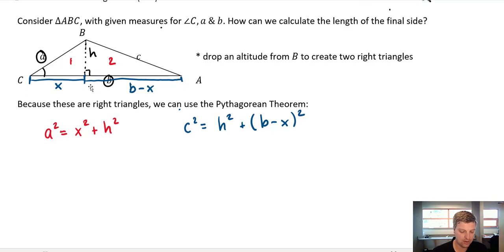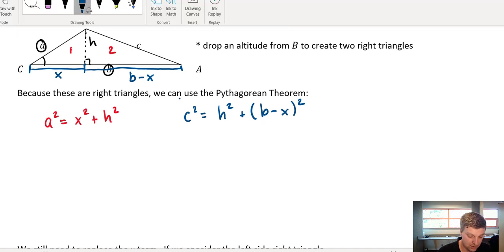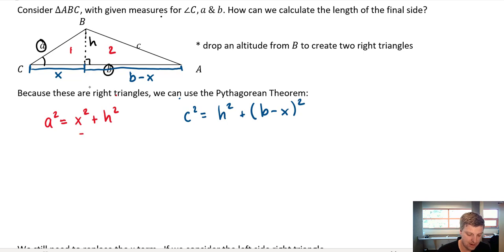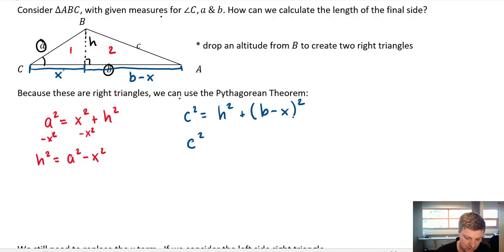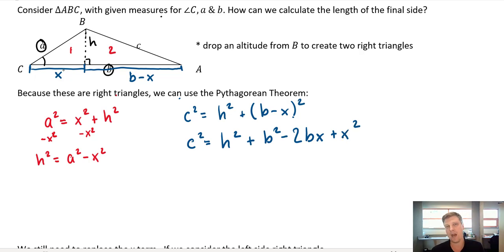I'm going to try and eliminate one of them. One way to do that is to just rearrange this first equation that I came up with. I'm going to minus x squared from both sides, and I'm going to end up with just h squared. So h squared is equal to a squared minus x squared. Okay, and the other thing I'm going to do over with this other equation is expand this out and just see what this ends up being. So I get c squared equals h squared plus, when I FOIL that out, that's going to turn into b squared minus 2bx and then plus x squared. I'm just following that same pattern we looked at when we FOIL out those binomials. So now what?